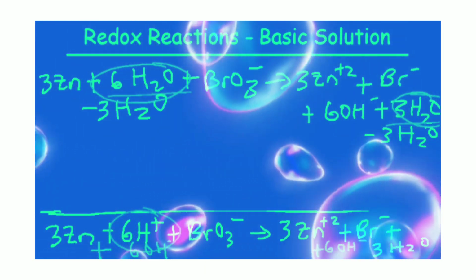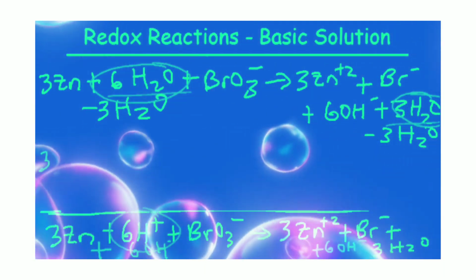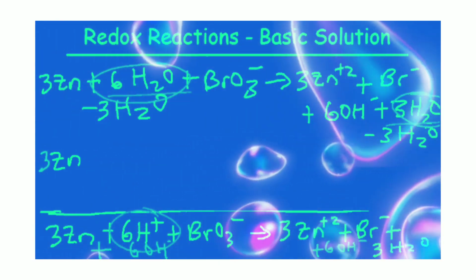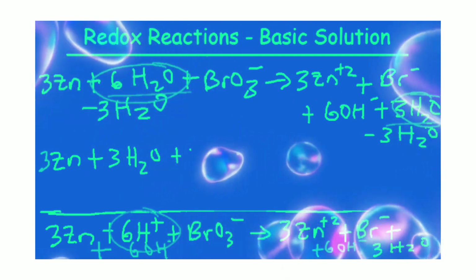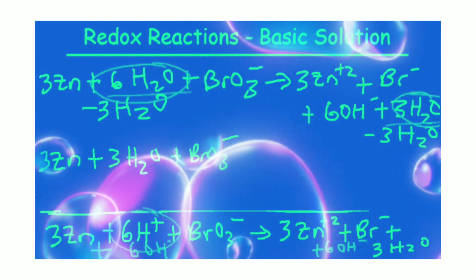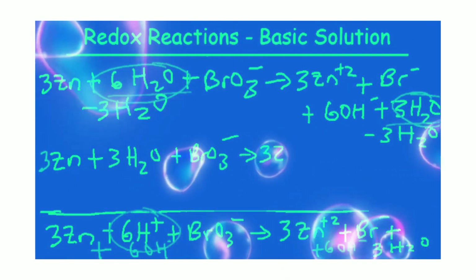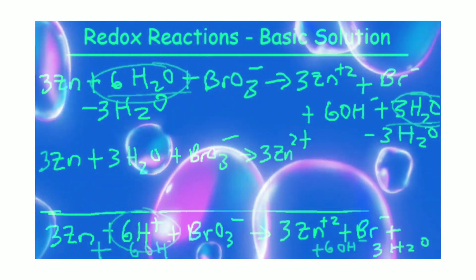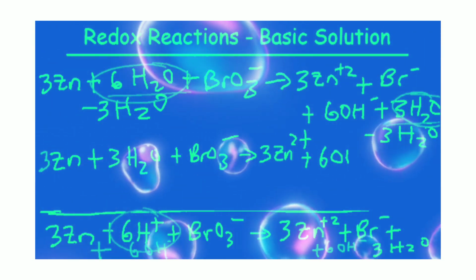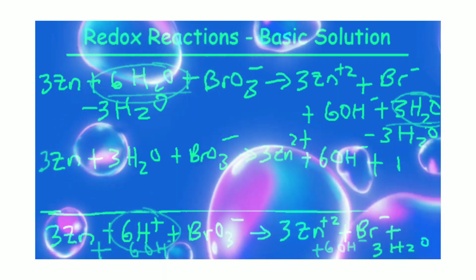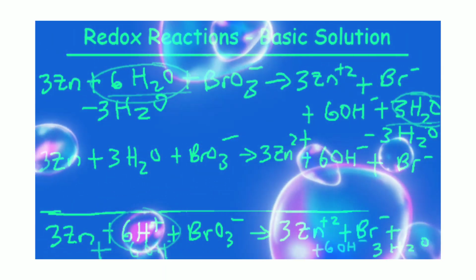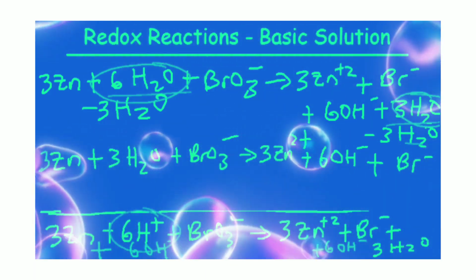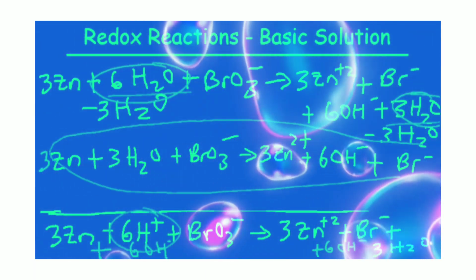So now we have our final answer, which is 3 Zn plus 3 H2O plus BrO3 minus bromate, and 3 zinc 2 plus cations plus 6 hydroxide ions plus Br minus. So that's how you can balance a reaction under basic conditions.